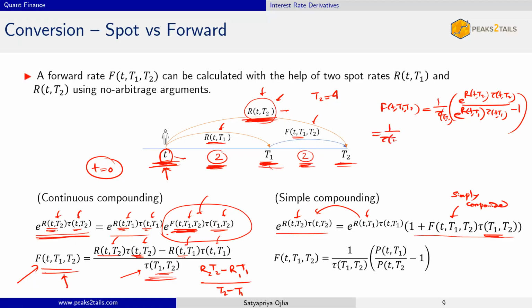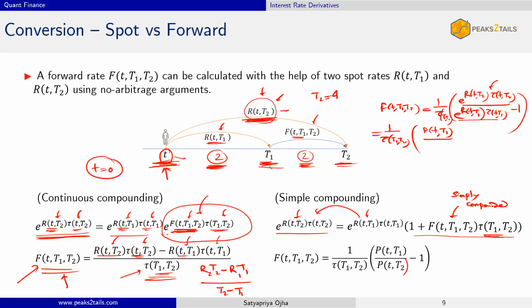One by tau t1 t2. So here's the thing. Oh, we haven't discussed the bonds yet, right? Okay, we'll park this formula for now. So basically, this 1 divided by e to the power r(t, t1) times tau(t, t1) is the zero coupon bond formula, which matures at t1.